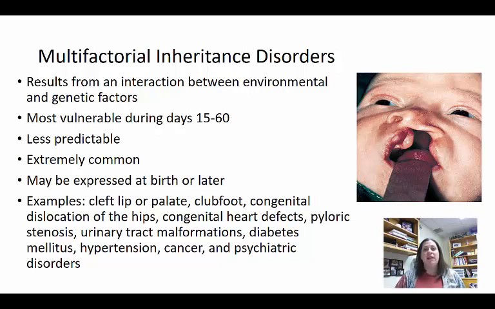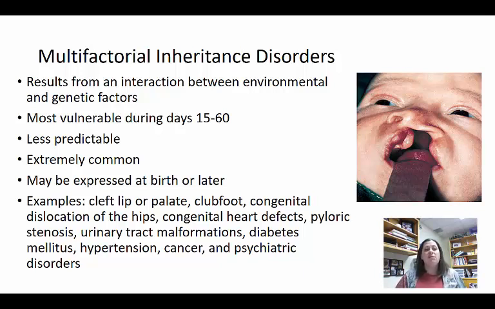And so because of this, it's this early on part of the pregnancy during this kind of first trimester that they are the most vulnerable, because this time is when they're building almost all the different organs and structures. These are less predictable because one factor could affect one woman's pregnancy but not another's. We also see that they are extremely common, and they may be expressed at birth or even later. Some of the defects could be seen later.